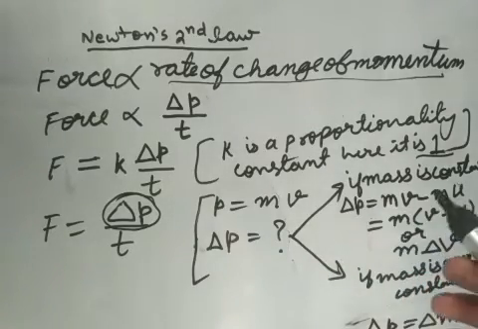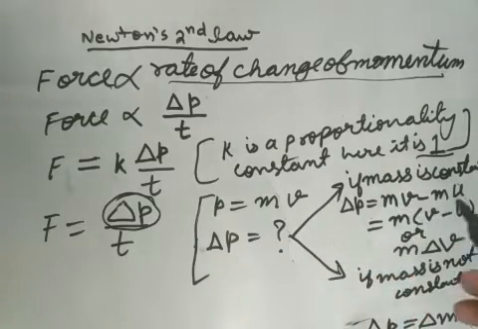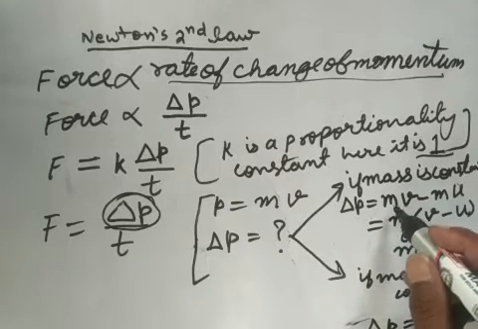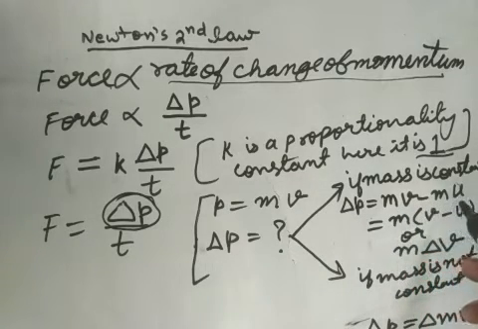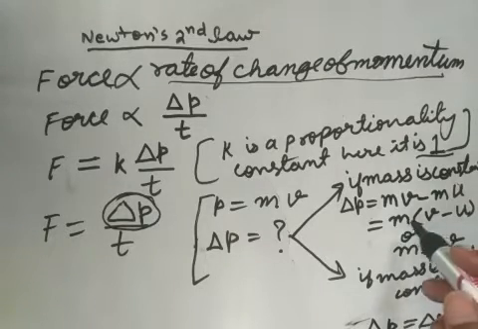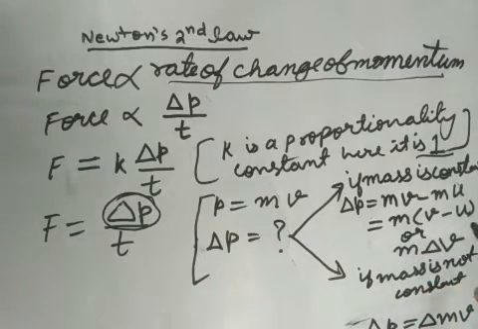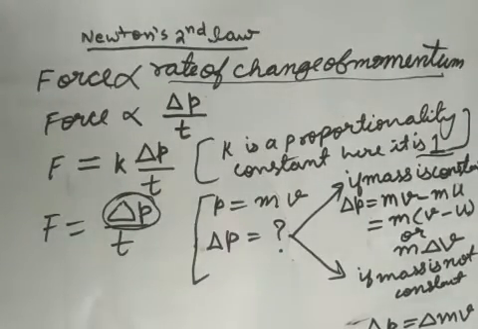So first, if mass is constant, then delta P means final momentum minus initial momentum. Final momentum is mass into final velocity, minus initial momentum, mass into initial velocity. We have taken m common, so v minus u is there. V minus u means change in velocity, which can be written as delta v. Any change can be written as delta of that. So don't get confused, these are some new ideas you need to understand.